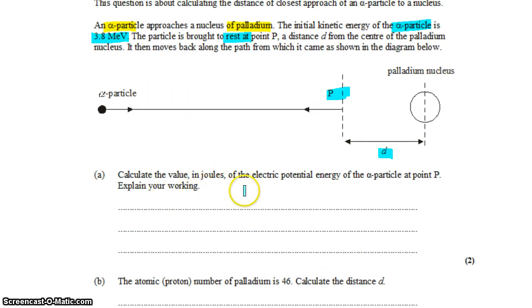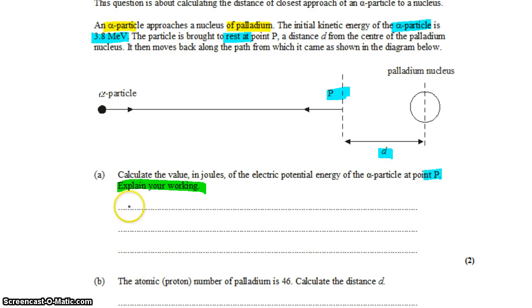Calculate the value in joules of the electric potential energy of the alpha particle at point P, right here. The question then takes the interesting step of saying, explain your working. So we can't just come up with the answer, we have to tell them what we're doing and why.